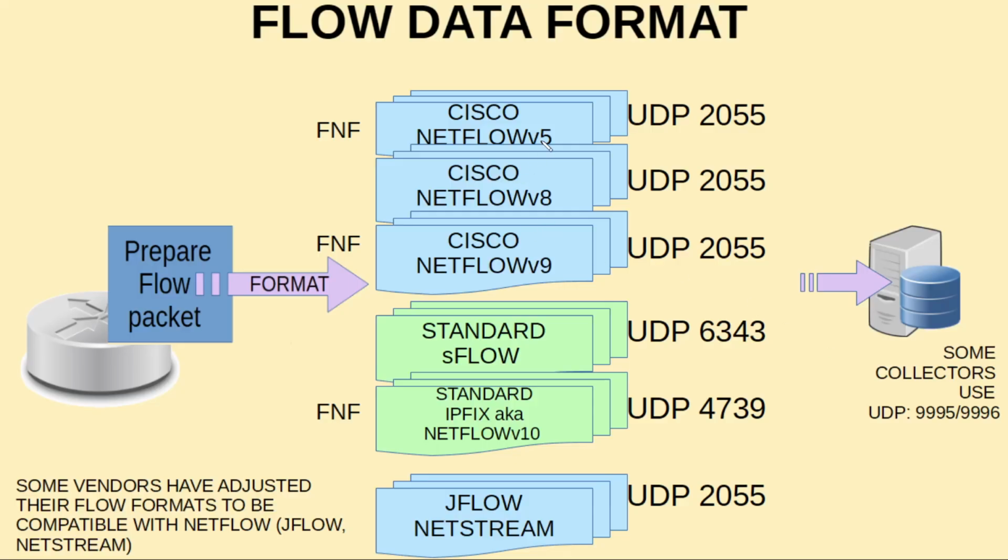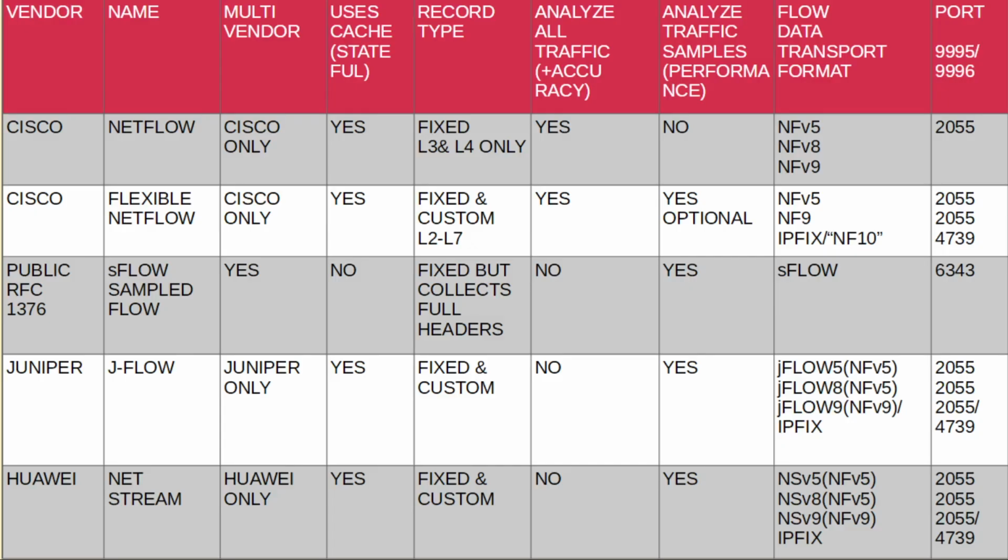Flexible NetFlow can only use version 5, 9, and IPFIX. There are several flow monitoring tools out there. I have put together a few of them in this chart where we can observe per product the vendor name, the product name, whether the product is a standard or proprietary, whether it is stateful or stateless, what type of keys we can use to classify flows, if it supports full traffic analysis, if it supports sampling analysis, the data format it supports, and the destination port numbers it uses.